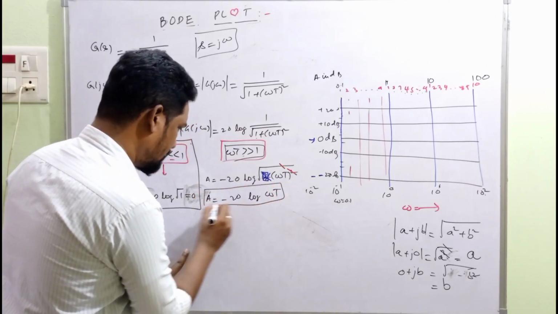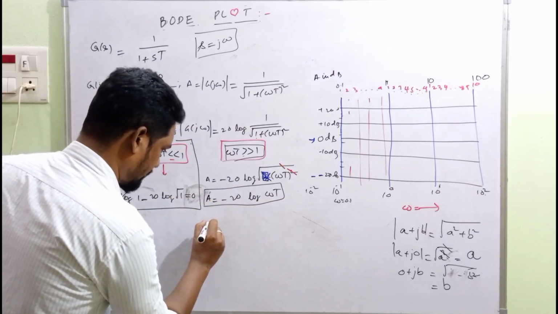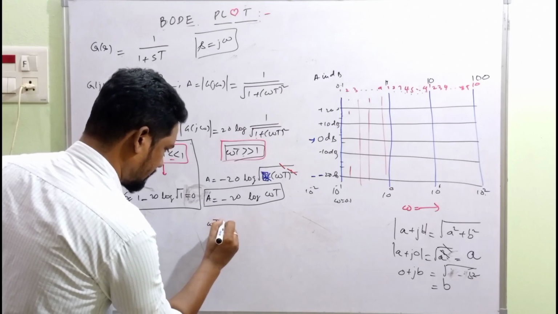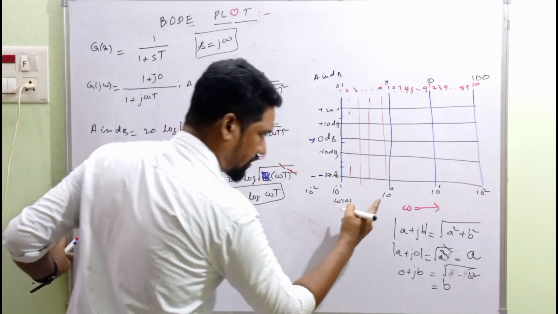Now, another two important assumptions over here, for different values of ωT equal to 10 raised to 0. Oh, come back to this one.